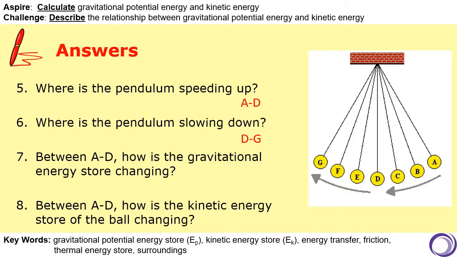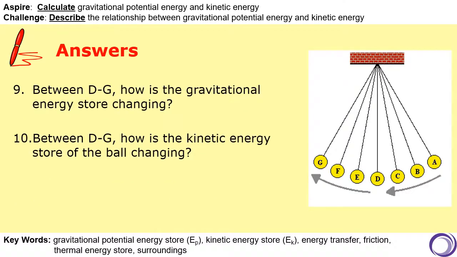Between A and D, how is the gravitational energy store changing? Well, it is decreasing. And between A and D, the kinetic energy store is increasing because it's getting faster. And now the last 2 questions. So question 9, between D and G this time, the gravitational energy store increases because the pendulum is moving back up again. And between D and G, the kinetic energy store decreases because the pendulum is slowing down.